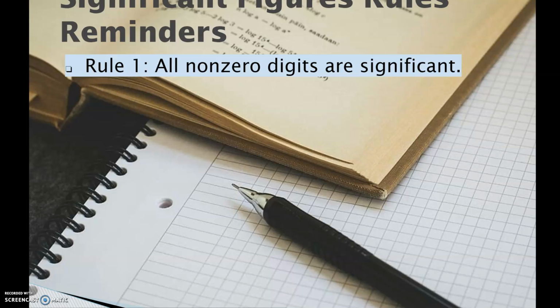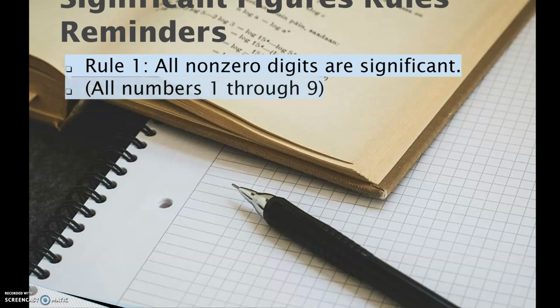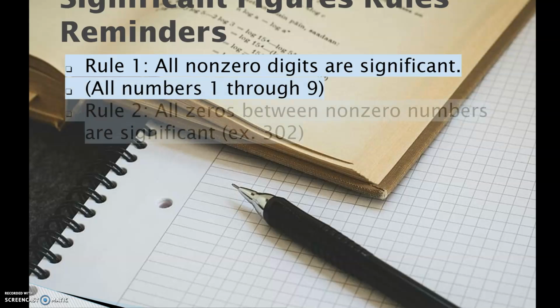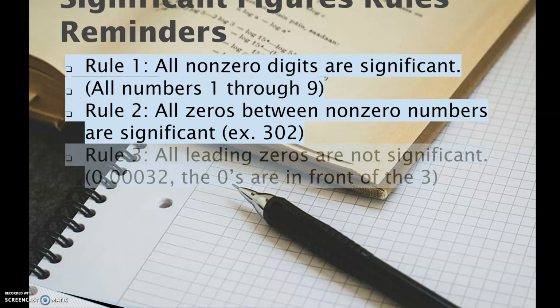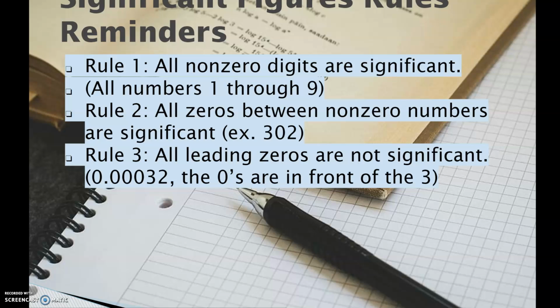Rule number 1 is all non-zero digits are significant. By those I mean numbers 1 through 9. Rule number 2, all zeros between non-zero numbers are significant. For example, the number 302 has 3 significant figures. Rule number 3, all leading zeros are not significant. This means any zeros that come before non-zeros are not significant.